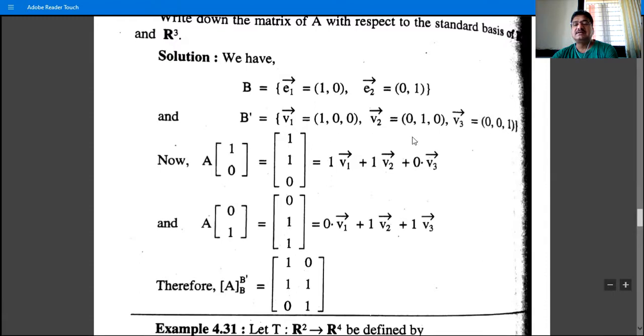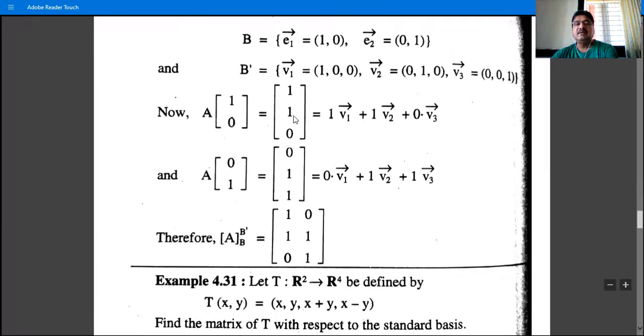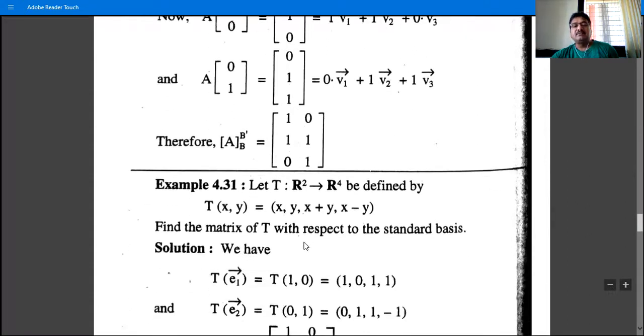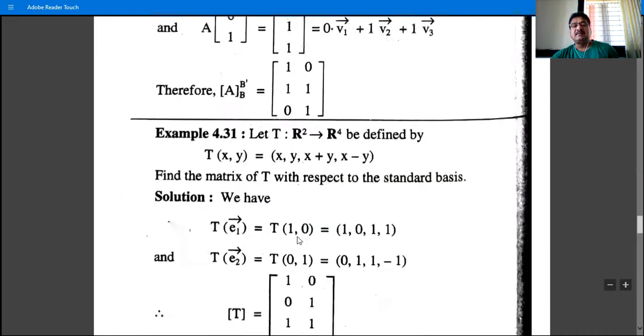So this is the standard matrix for the linear transformation capital A. If we take B dash as v1, v2, v3, the standard basis for R3, then we write this element as a linear combination of these. But don't write this B dash and all this. So this is the matrix. We can find this matrix by another method also.